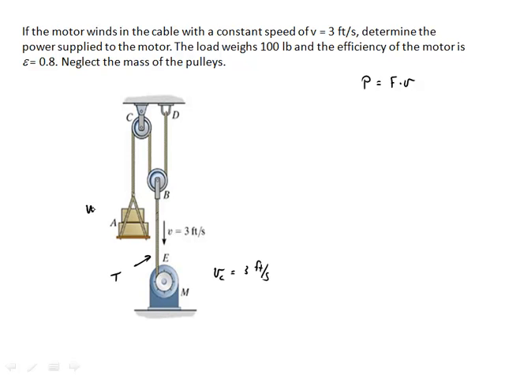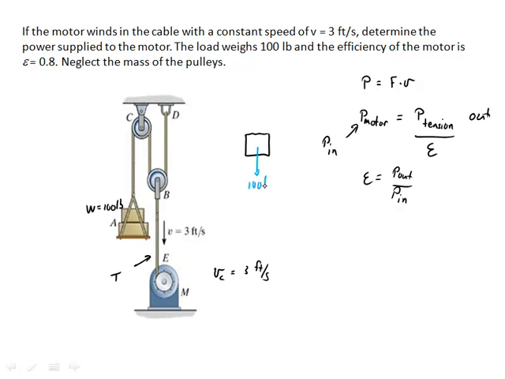So we're also given that the weight of this load is 100 pounds and the efficiency of the motor is 0.8. So we have to keep in mind that the power of the motor is going to equal the power found from the tension. That's basically the power output divided by the efficiency, because remember, efficiency is power out divided by power in. And the motor is going to be the input power, and then whatever the tension is doing is the output power.